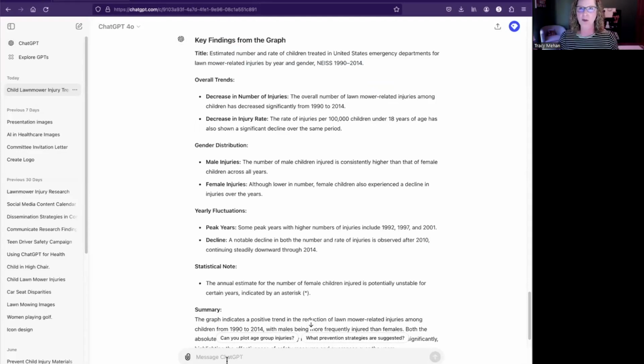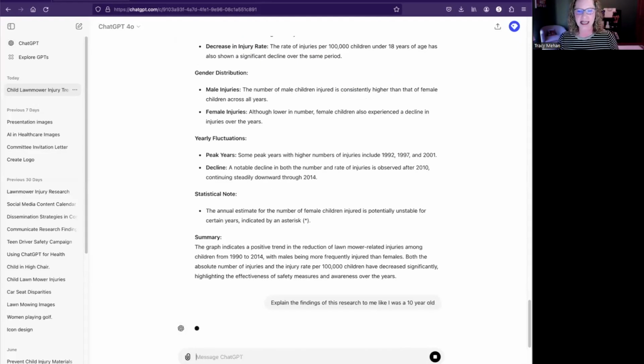Okay, so I wanted to go back now and kind of flip to some health literacy. If I want to go back and look at this paper, but I want to talk to a lay audience, people that aren't researchers, sometimes we think about reading grade levels. And so I was curious what it would do if I said, explain the findings of this research to me like I was a 10-year-old. So we'd put the prompt in.